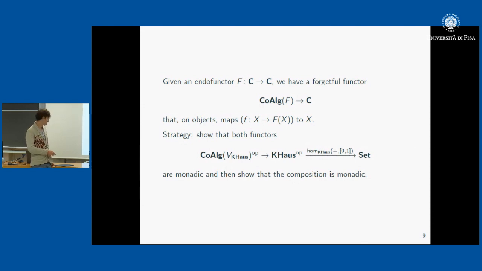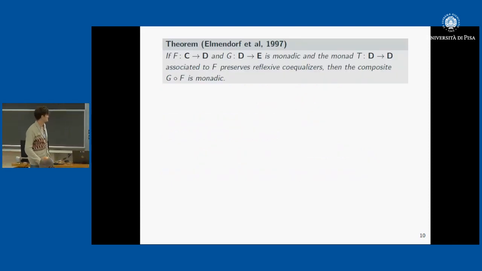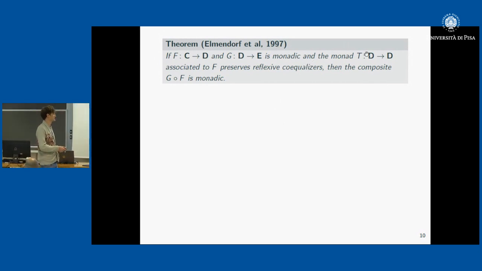Now, of course, usually monadic functors do not compose. I mean, the composition of monadic functors is not monadic, but under certain conditions, it is the case. And we use one of these sufficient conditions. So if F and G are two monadic functors, and the monad T on D that is associated to the first one preserves reflexive coequalizers, then the composite is monadic.